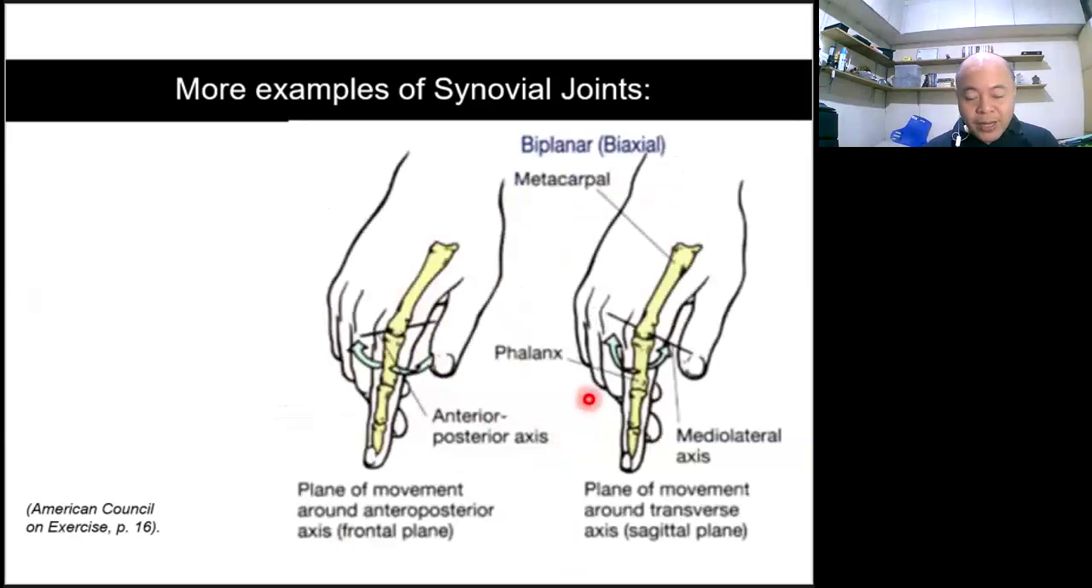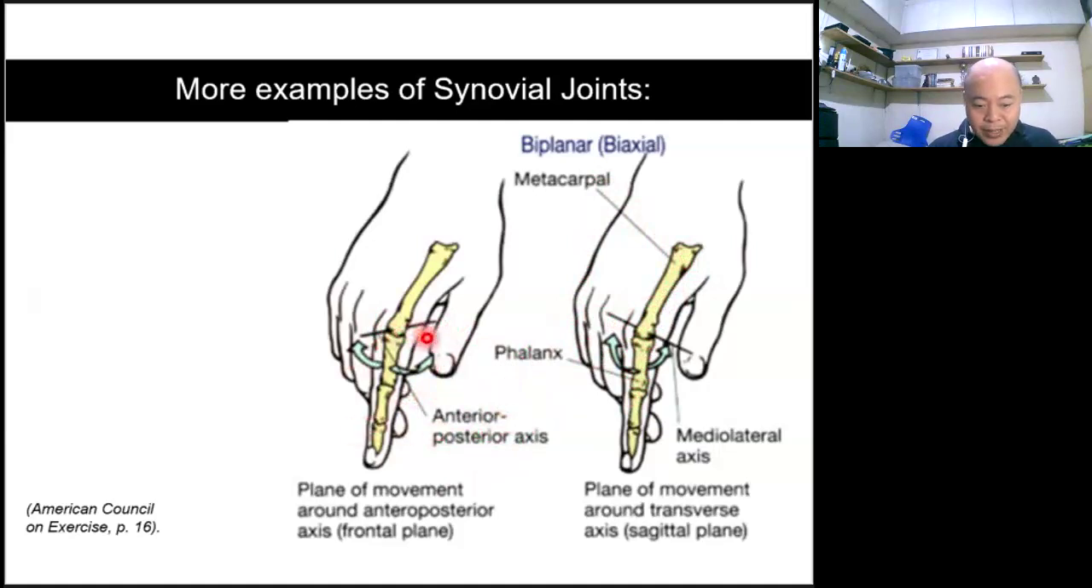The next example, we have two planes, biplanar or biaxial. So by axis, we have three axes. Looking at this example, it is the portion between your metacarpal here on the hand area and your phalanx or the finger. So we have on the left the anterior posterior axis. So basically, anterior back, posterior front. So the axis that runs through from the front through to the back.